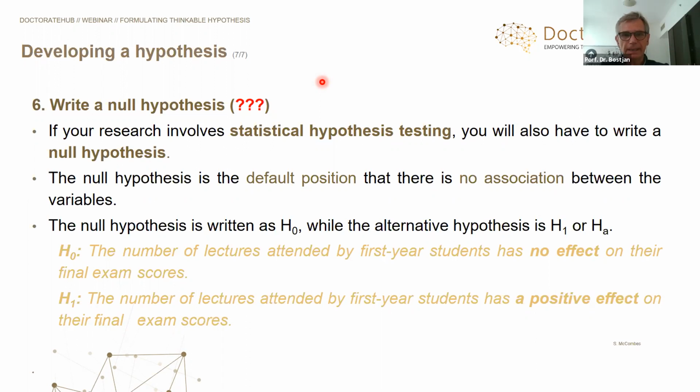We will definitely have, and I'll show you that a bit later, different hypotheses for the same research question. Even if I use this case, you could say the number of lectures attended by the first year has no effect. And then, to answer your question, you could say attended by the second year, attended by the third year, and attended by the fourth year.